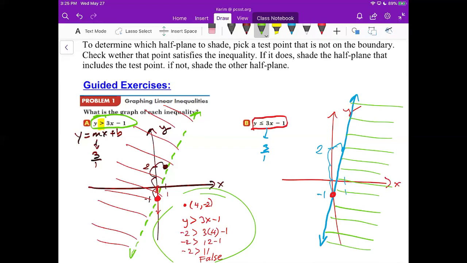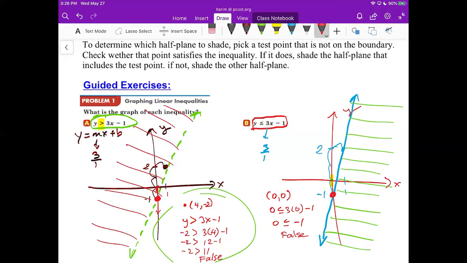All right, but if you prefer to do calculation, if the origin is not on the line, I'll give you a trick on that. If the origin is not on the line, use the origin (0, 0), because 0, 0 is easy to calculate. Substitute in the inequality: 0 less than or equal to 3 times 0 minus 1. 0 is less than or equal to -1, which is a false statement again.